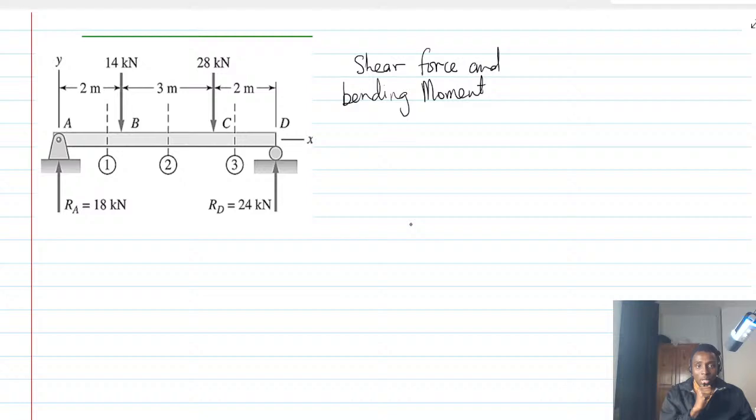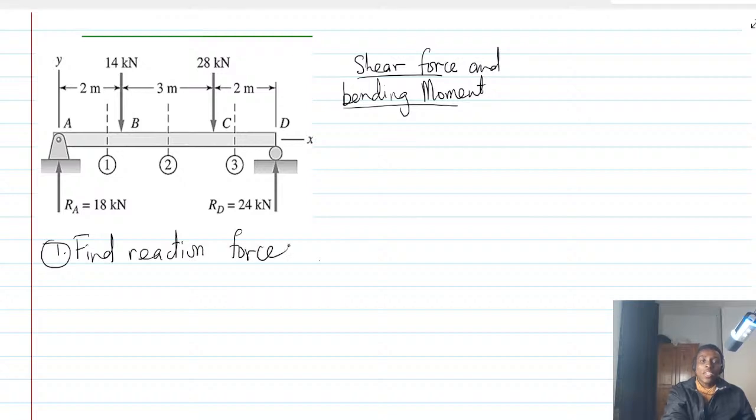Okay, so then let's begin. Whenever you are given a question and you have been asked to draw the shear force and the bending moment diagram, this is where you start from. Number one, find reaction forces. In this case, the reaction forces have been given to you, but I will go through quickly how the answers came about.